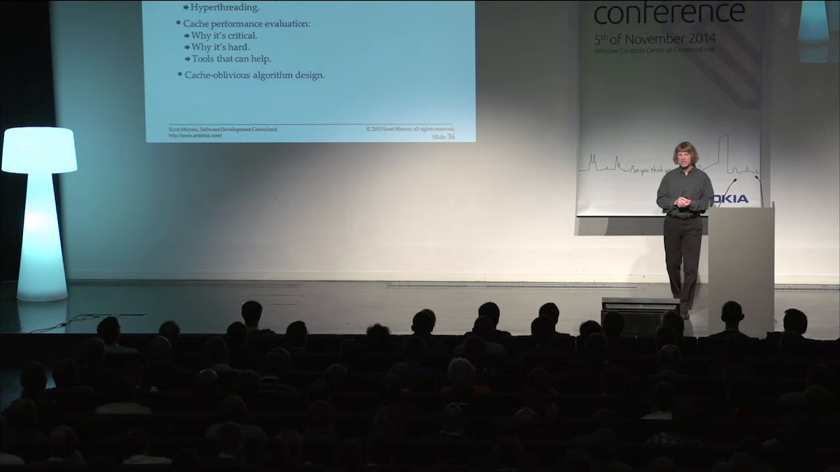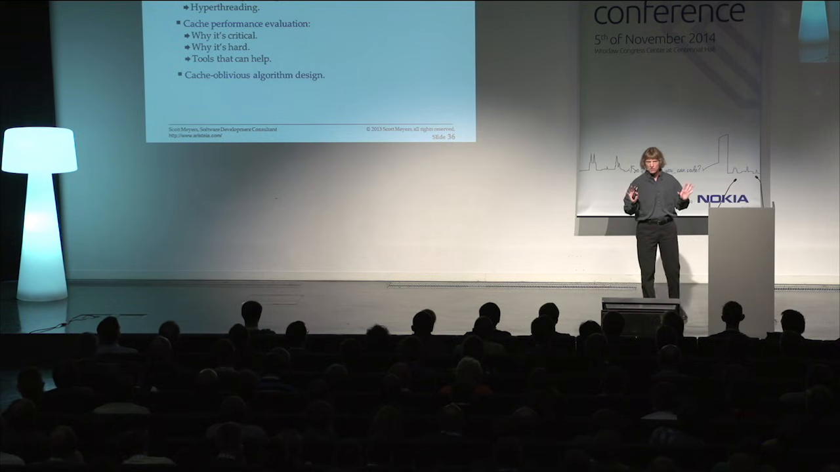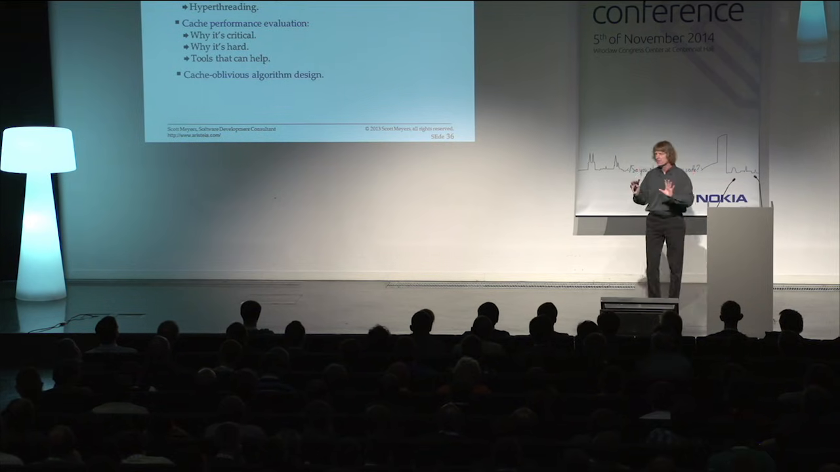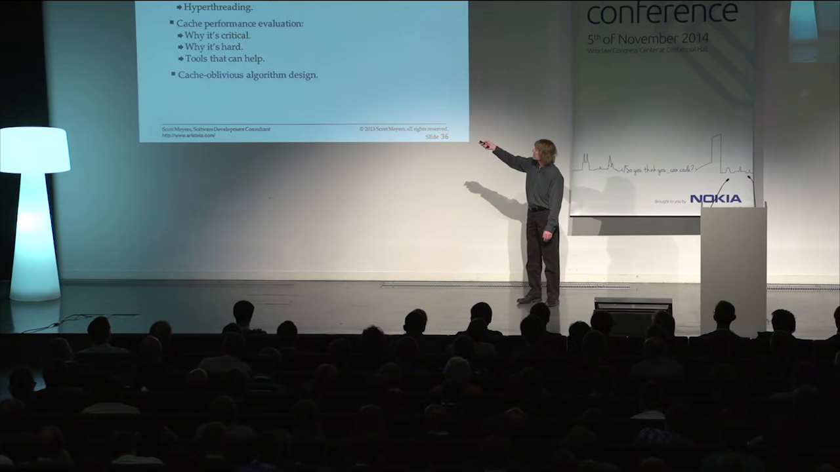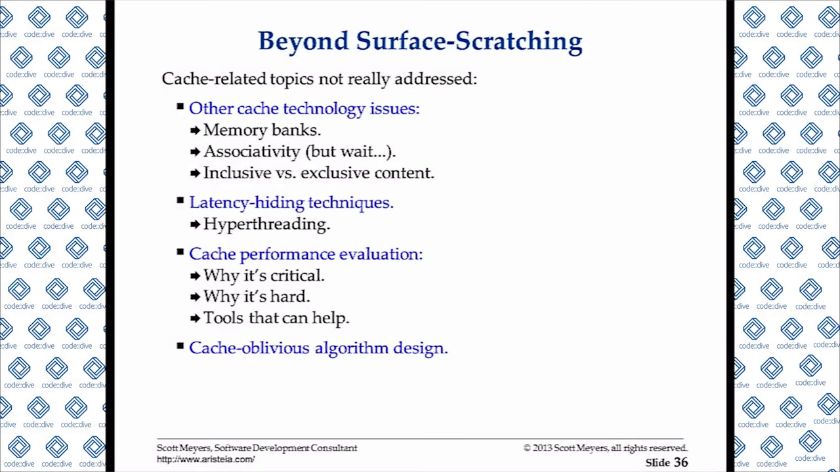We haven't had a huge amount of time to talk about CPU caches. We could go on for a long period. So I want to talk about some things I haven't talked about. I didn't really talk about the memory banks of caches. I didn't talk about associativity, but I will in a second. I didn't really talk about exclusive versus inclusive content in caching. We didn't really talk about hyperthreading. We didn't talk about evaluating the performance of caches.